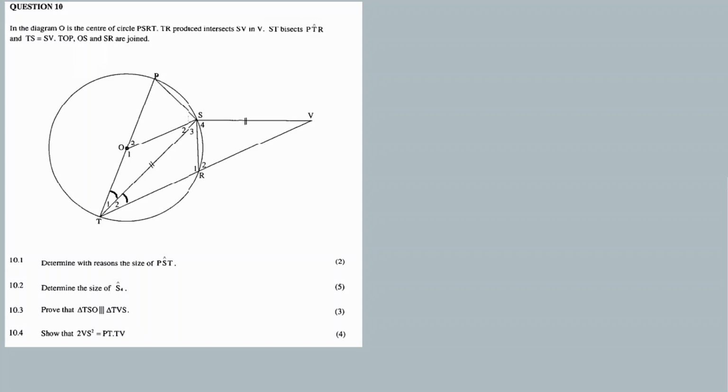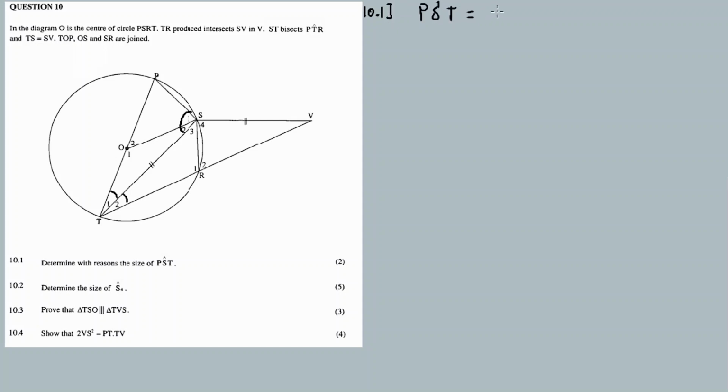All right, let's see. We also have chords. Now, 10.1: determine with reasons the size of PST.